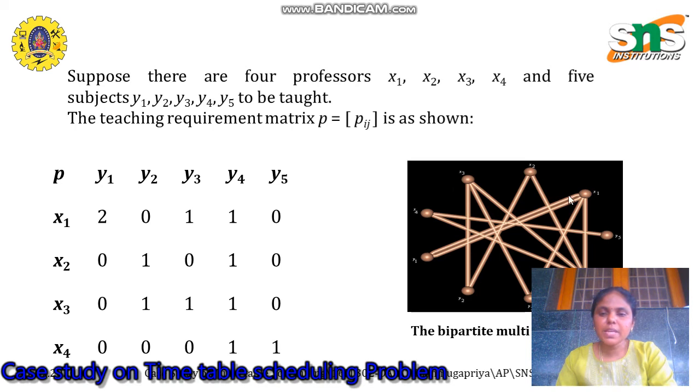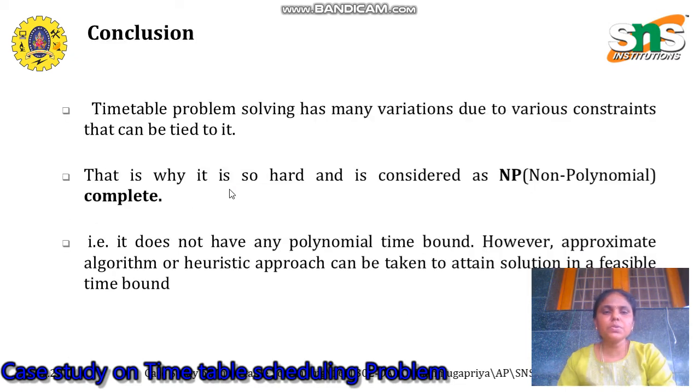Here the vertices can be colored with the chromatic number of colors. The matrix representation of this will be shown here. So the conclusion is that timetable problem solving has many variations due to the various constraints that can be tied to it. That is why we consider it an NP complete problem.